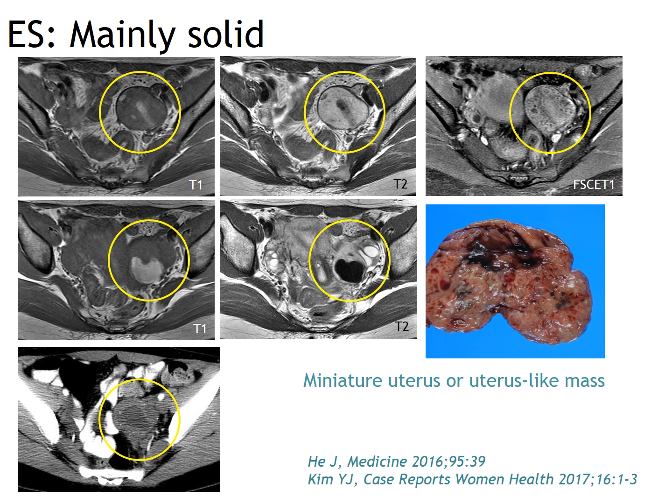Infrequently, endometriosis looks mainly solid. Here is a mass that has internal high signal intensity areas at T1 weighted image and T2 shading. This mass has an appearance similar to the uterus, so it is called a miniature uterus or uterus-like mass. This CT shows wall calcifications, and this is a gross specimen.